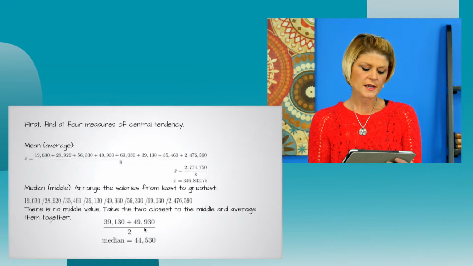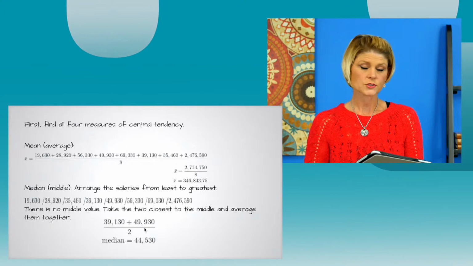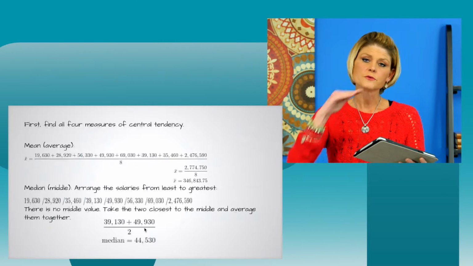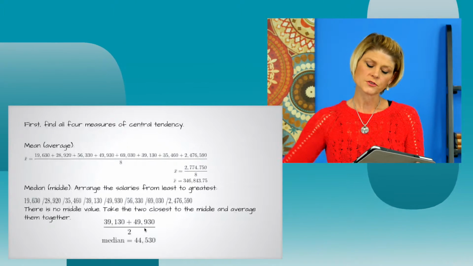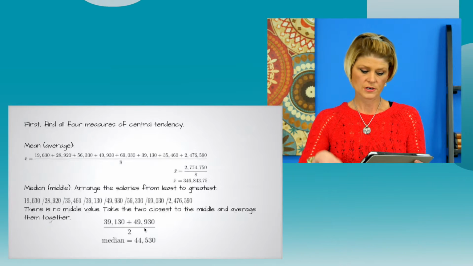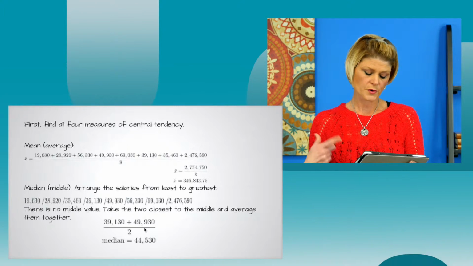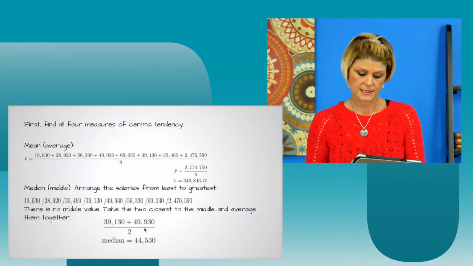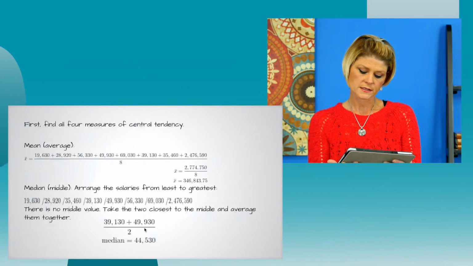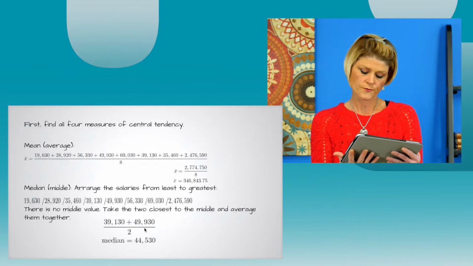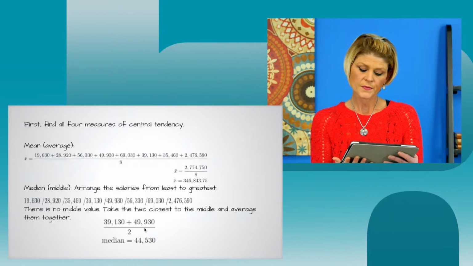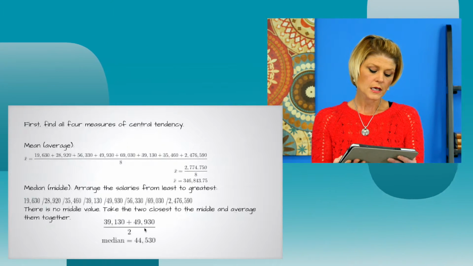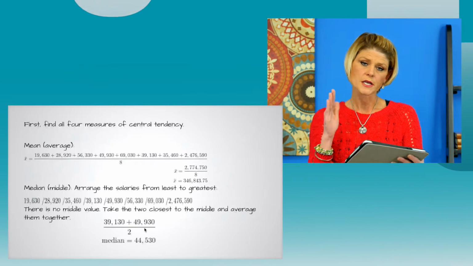First we're going to find all four measures of central tendency, starting with the mean. Again, mean is the average. So we add all of the values together and divide that sum by the number of values we have. In this case, it's 8. So our mean for this set of data is going to be $346,843.75.